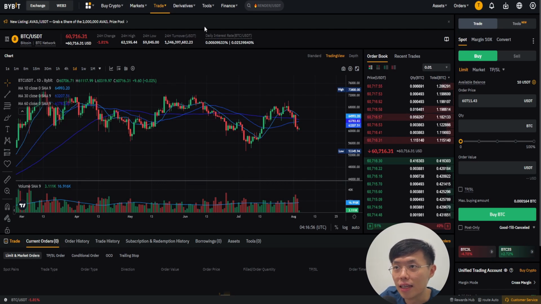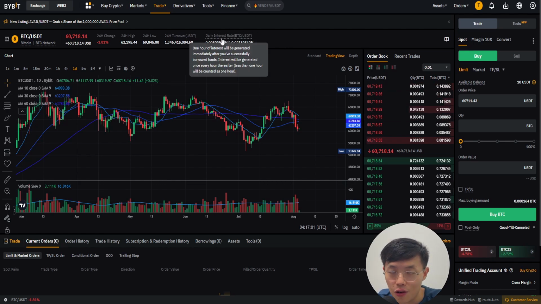And then we have this daily interest rate. So this one is basically for the borrow, right? If you want to borrow funds from Bybit, you can. So this is the interest rate. I would not suggest you guys to borrow it because you need to pay interest.